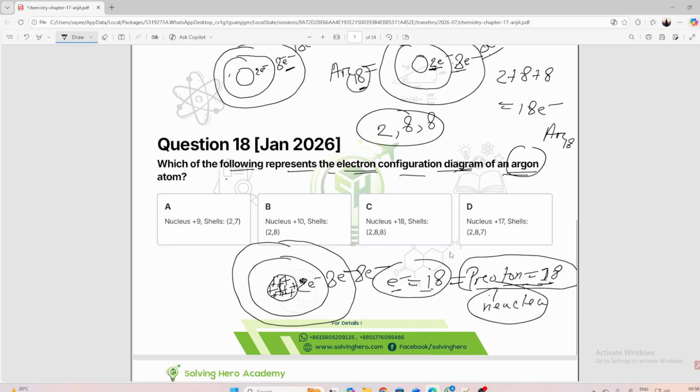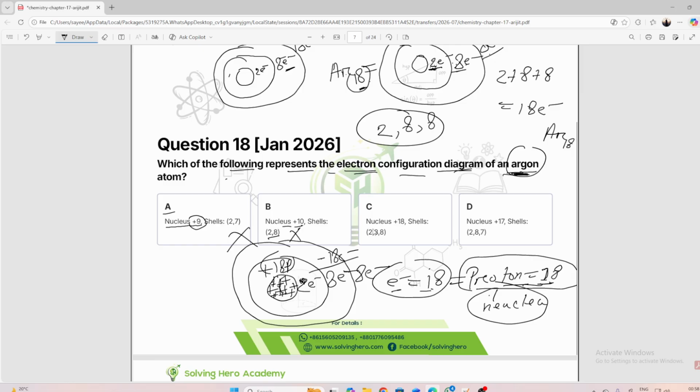So in argon's diagram, in the nucleus it has plus 18 protons, and minus 18 electrons. Am I clear? In the first option they have given us nucleus 9, but argon has 18 in the nucleus. In B, plus 10, 2, 8.